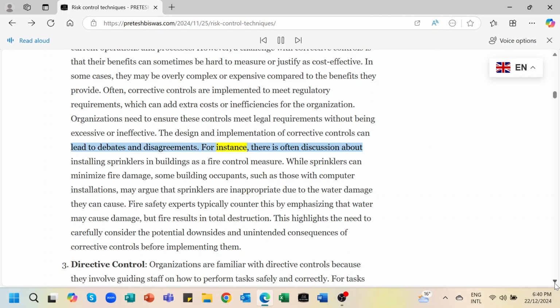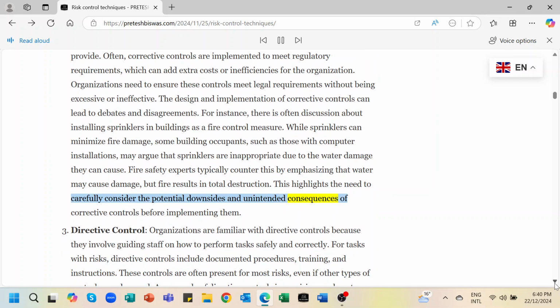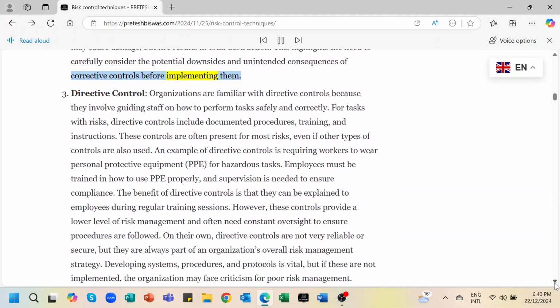For instance, there is often discussion about installing sprinklers in buildings as a fire control measure. While sprinklers can minimize fire damage, some building occupants, such as those with computer installations, may argue that sprinklers are inappropriate due to the water damage they can cause. Fire safety experts typically counter this by emphasizing that water may cause damage, but fire results in total destruction. This highlights the need to carefully consider the potential downsides and unintended consequences of corrective controls before implementing them.